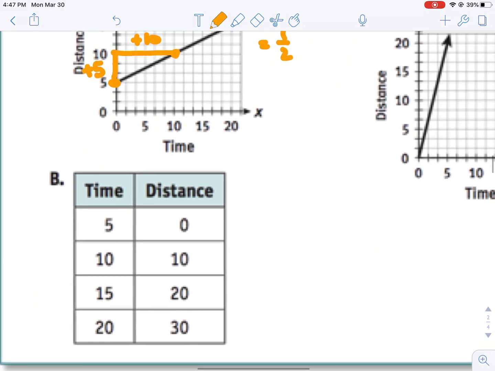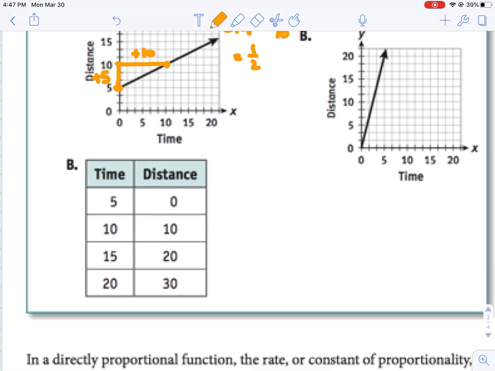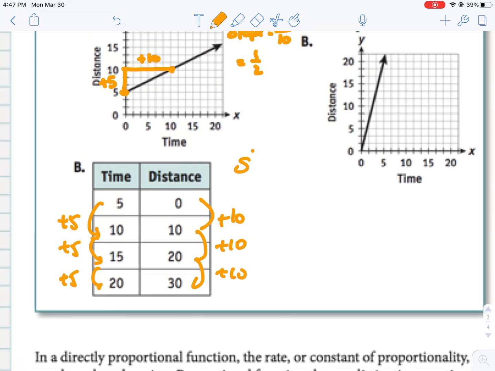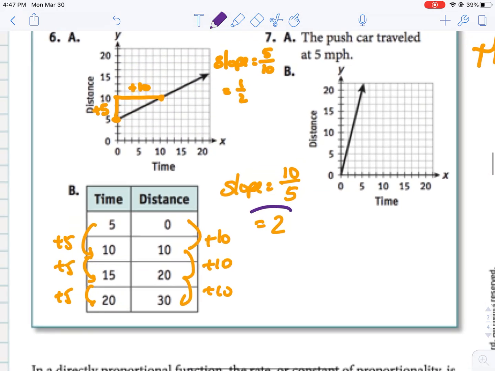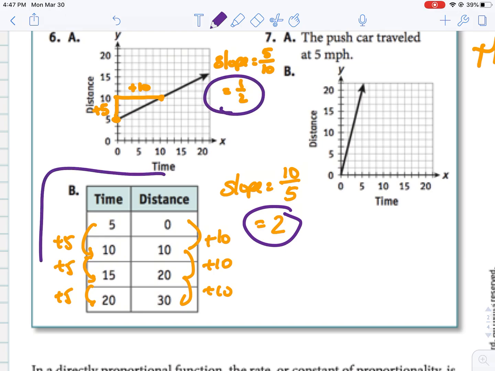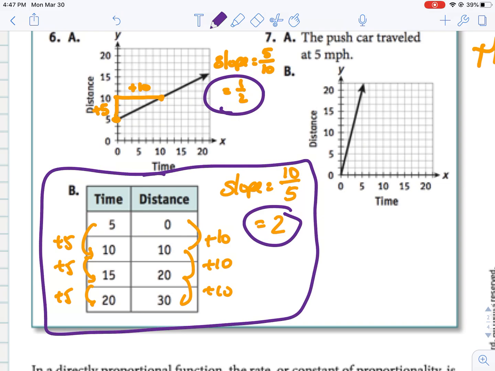Okay, if we look at letter B, these are going up by 10, and on this side, it's going up by 5. So if we find our slope there, remember it's the change in y, which in this case is 10 divided by 5, and 10 divided by 5 is 2. So all we have to do for this particular problem is look to see which one of these two slopes is largest. And obviously 2 has to be bigger than 1/2.